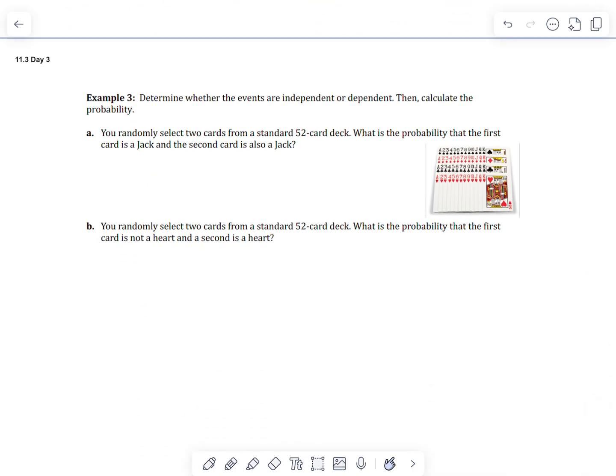Example 3. Determine whether the events are independent or dependent. You randomly select two cards from a standard deck. What is the probability that the first card is a jack and the second card is also a jack? So this is telling you select two cards from a deck. So the first card is selected, and then for the second one there is now a decrease in the number of cards and the number of jacks.